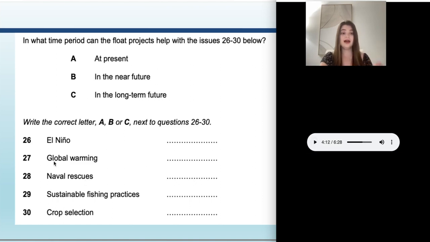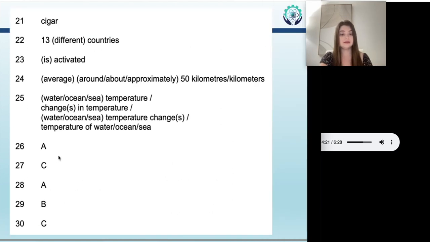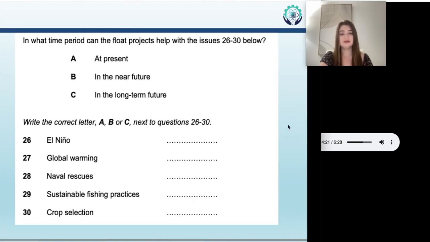There we go. So El Nino would be at present. So the answer would be A, right? Because he's saying that already it's helped with certain things right now at the present. So El Nino would be A. There we go. So global warming also would be at present, right? Potentially.